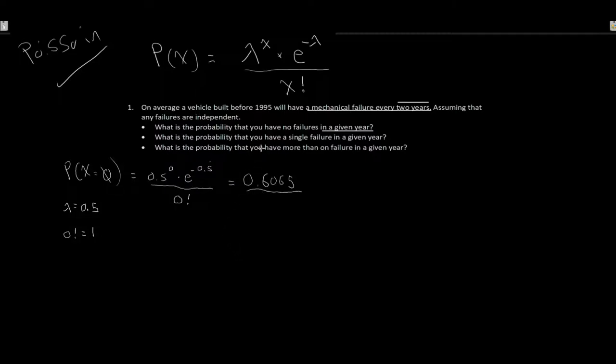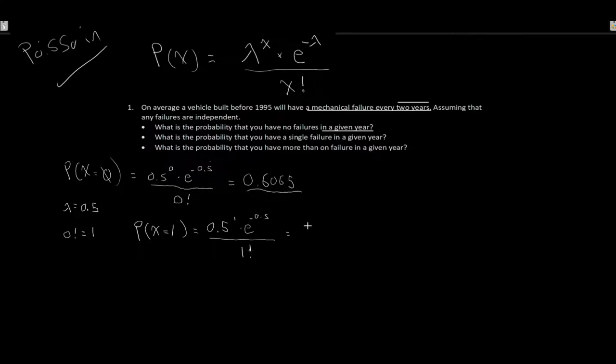What's the probability that you have a single failure in a year? In that case, we're looking at the probability that x equals 1. We can just update this. Still the same mean, but now to the power of 1, times Euler's constant to the negative 0.5, and all over 1 factorial.